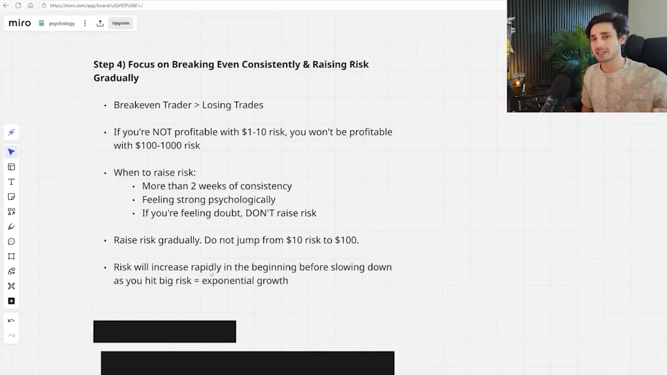So the higher your risk is, the longer it's going to take to actually raise it, because when you're dealing with big risk, that's going to come with a lot of emotional and psychological impact, where if now you're risking $1,000 per trade, that's going to feel completely different than when you're risking $100 per trade.